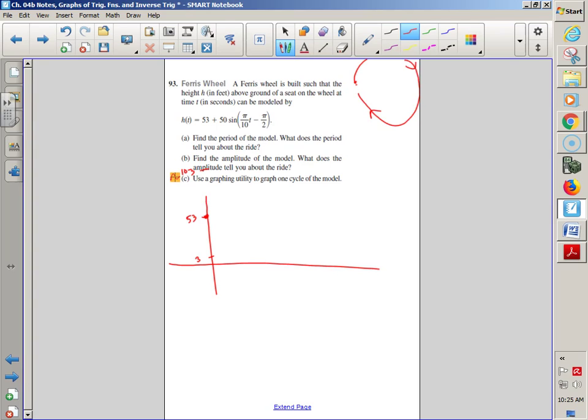But long story short, doesn't A just say, do you know how to do period? I know how to do period. 2 pi over who? Who is B? Pi over 10. Good. So 2 pi over pi over 10 is going to equal 2 pi times 10 over pi, which ends up being 20. What does that period mean, though? 20 seconds is how long it takes you to complete 1 revolution, to complete 1 all the way around for the ride. Because that's going to be your top, middle, bottom, middle, 1 cycle.